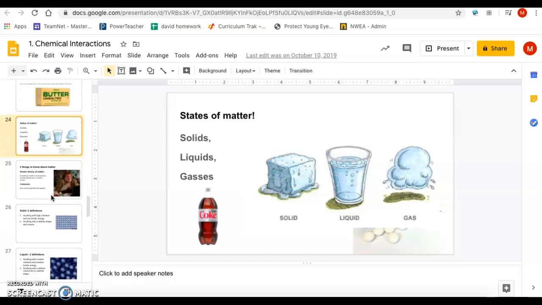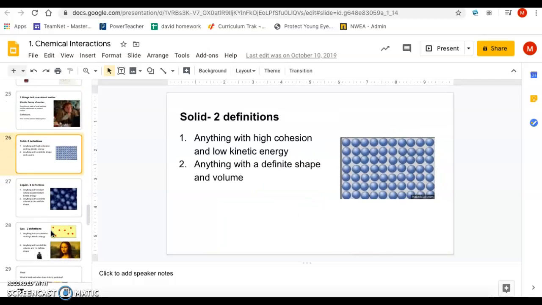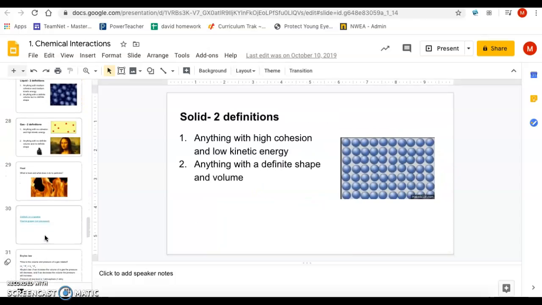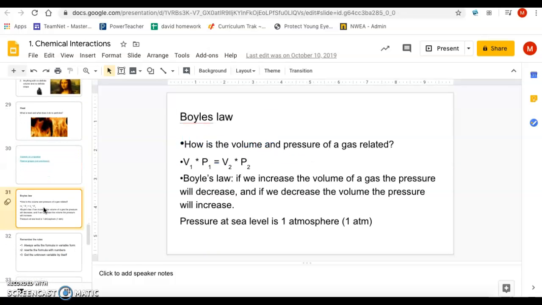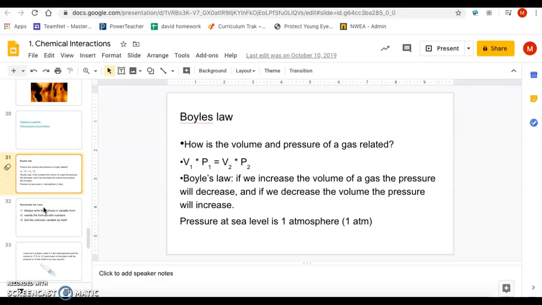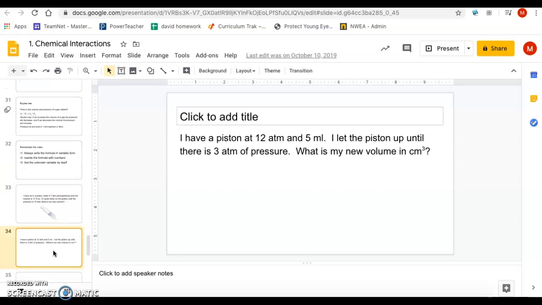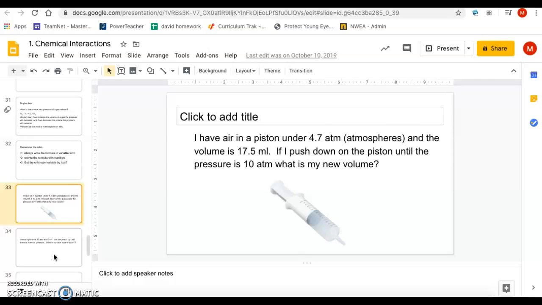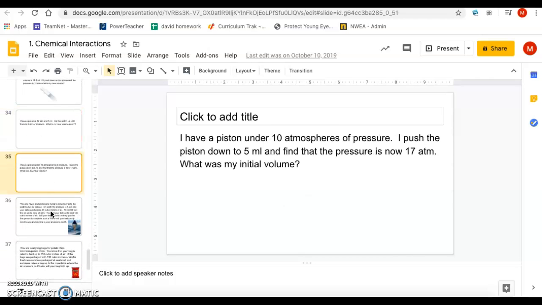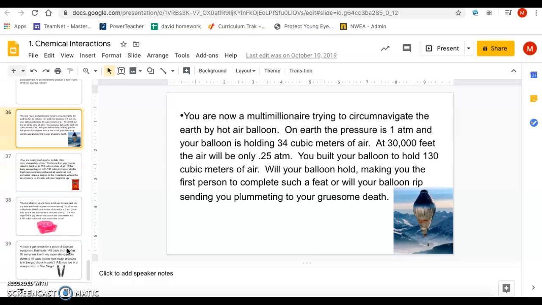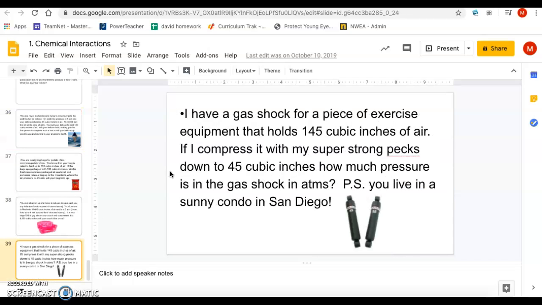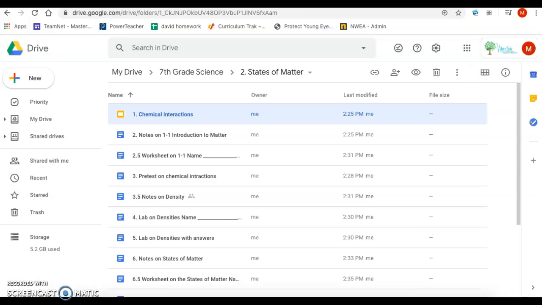Then we went into different states of matter, different ways of defining them, all that kind of stuff. Some fun little videos. Then we did do Boyle's Law. Boyle's Law is basically how pressures and volumes interact. So that was a lot of fun. Boom. That's about as far as we went. I don't think we did anything with Charles' Law. If I had more time, I think I would have put some Charles' Law stuff in there as well.